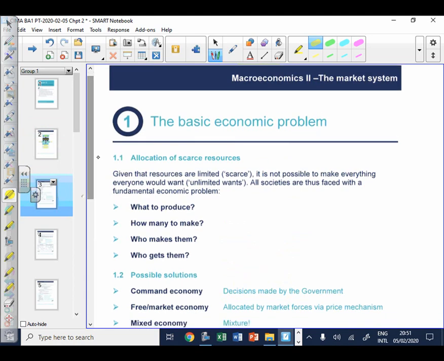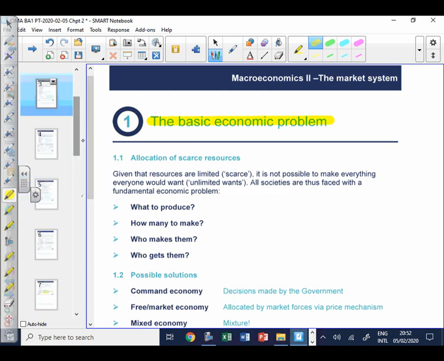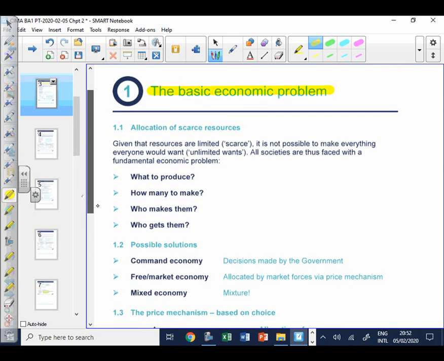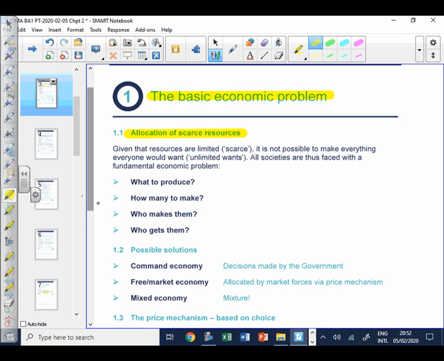All right, so let's look at the basic economic problem. All of these things are discussed in your textbook, so I will just draw your attention to the examples from the textbook when we need them. The problem that we have is our resources are very scarce, and we want to know how to allocate these. Given that resources are limited and scarce, it's not possible to make everything that everybody wants, and wants are unlimited. All societies are thus faced with a fundamental economic problem of what should we produce, how many should we make, who should make them, and who must buy or get them.